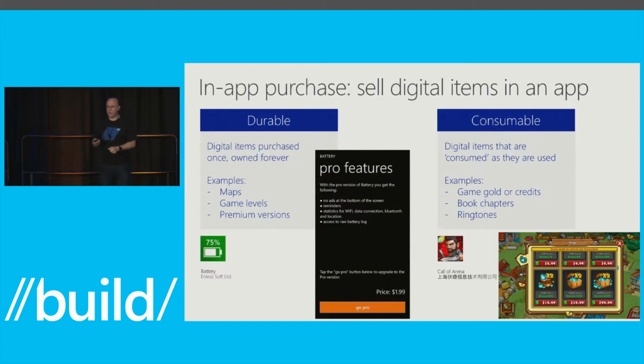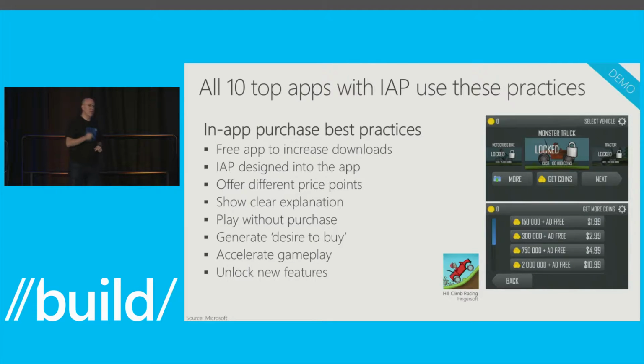Consumables is the other mechanism where the user purchases, consumes it, purchases it again, like coins. In this case, Call of Arena has a set of packages of gems that the users use and then reuse and consume more and more. Those are two examples, but what's more interesting is, let's look at the top applications that are making most money through in-app purchase. We analyzed the top 10, and all of them are using the same best practices. I'm going to show you those best practices in a real app. So let me switch to 7.